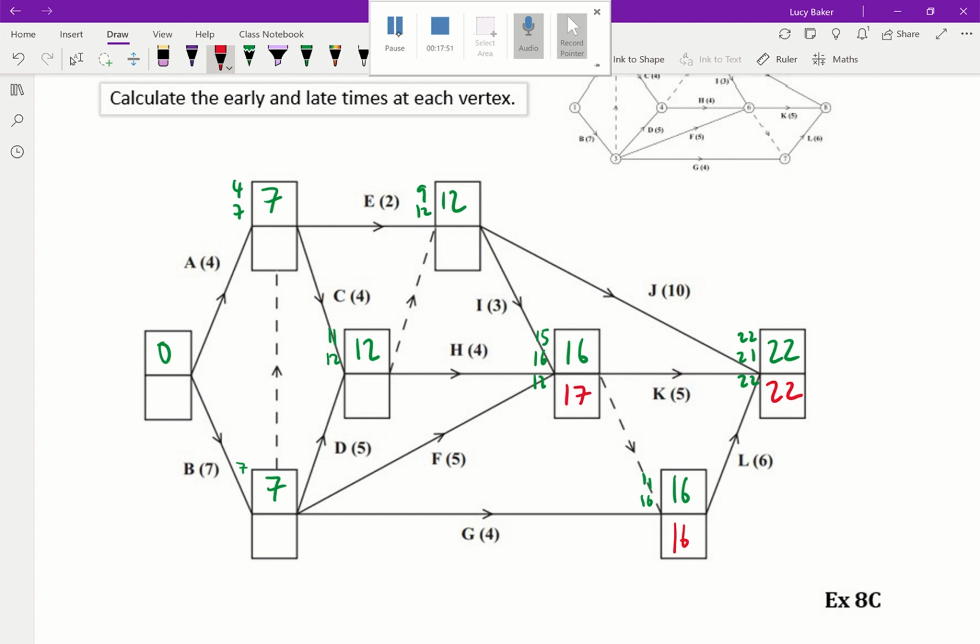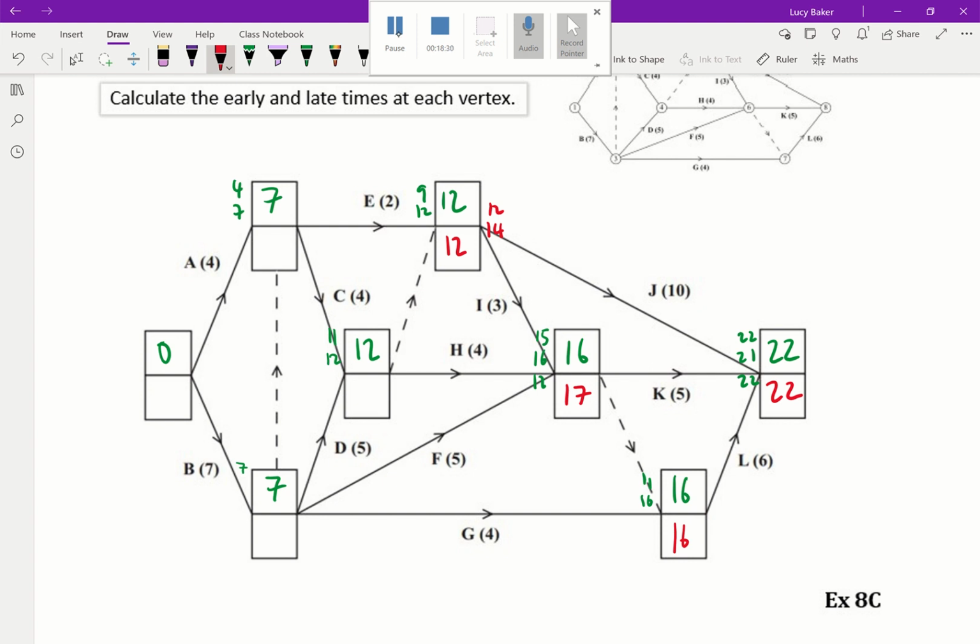And 22 minus 10 isn't the only way I can get to this top one. I could do 22 minus 10, which would give me 12. Or I could go backwards along K to 17, and then go back along I as well, which would give me a time of 14. But remember, for the late times I pick the smallest, because that signifies the latest I can leave that event and move on to the next activity to get everything completed within the time of 22, which is what I'm aiming for.